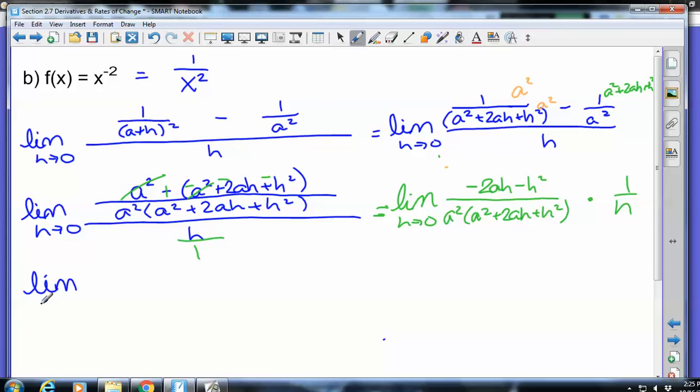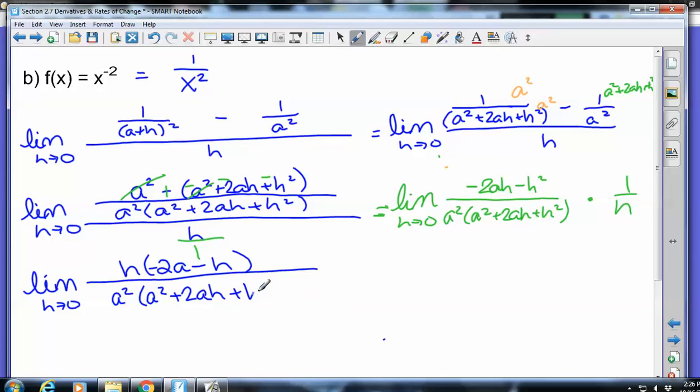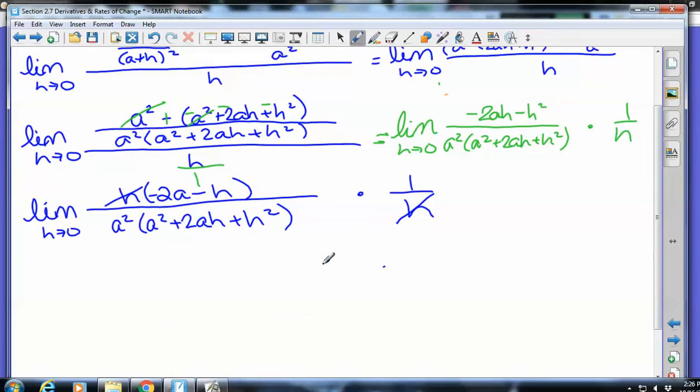Well, there's something we can do. We need this h to go away. Take out an h on the top. Yeah, on the top you could pull out an h. And now you can cancel those h's. So now we got rid of the problem that was making the denominator 0, so now you can plug in 0 for all of your h's.